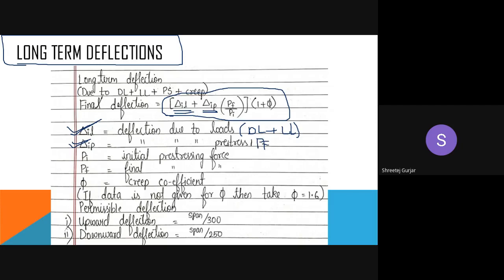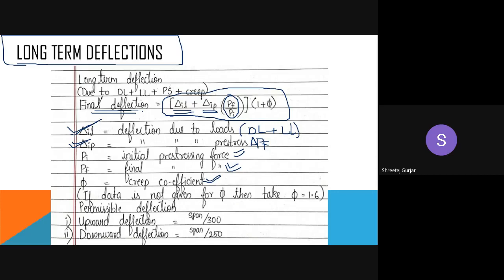We know the formula for delta PF for various cable profiles. And this is called your loss ratio, PF by PI. What is PF? The final pre-stressing force, divided by the initial pre-stressing force, that is PI. And 1 plus phi. What is phi? Phi is nothing but the creep coefficient. If you substitute your respective values in all of this, you will directly get the final deflection.